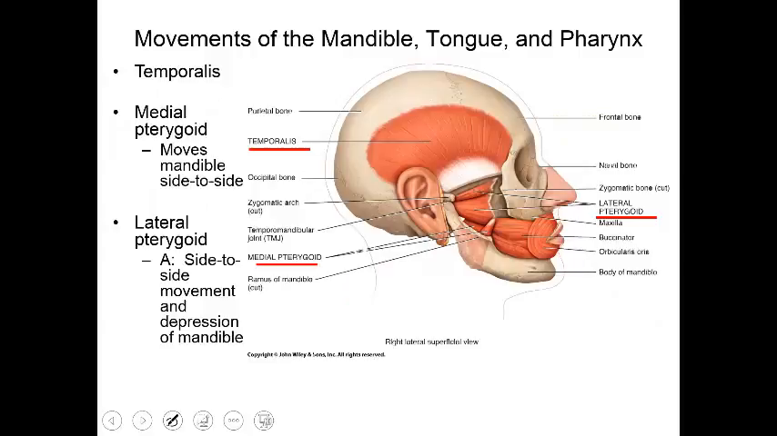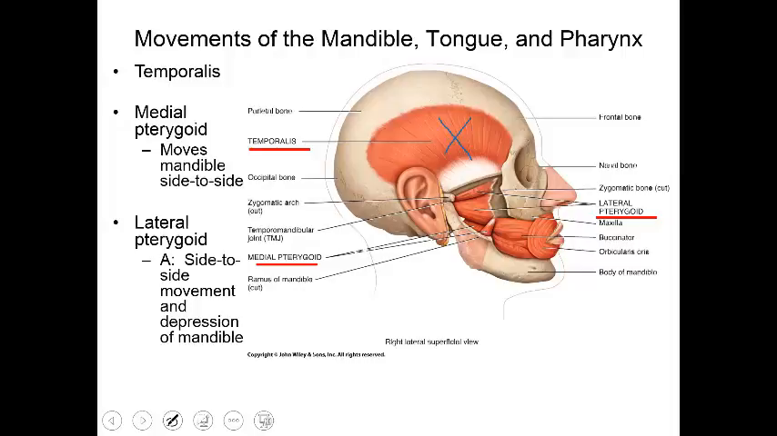So now we're looking at a lateral view again, and this is the superficial view. We've already gone over temporalis. So when you move your mandible or when you chew food, you can feel your temple muscle move, which is nothing but the temporalis muscle right there where the cross is.